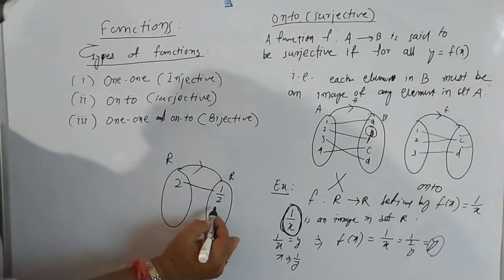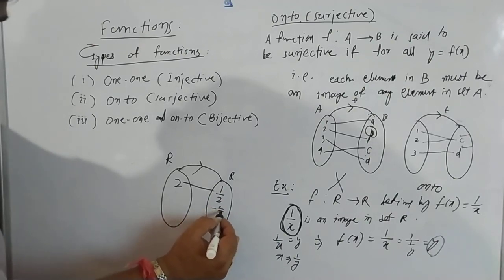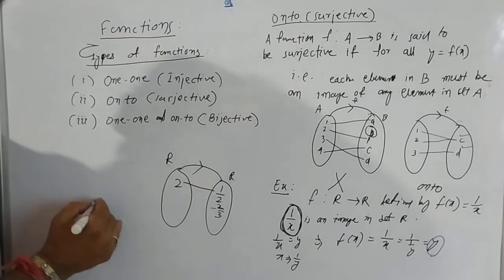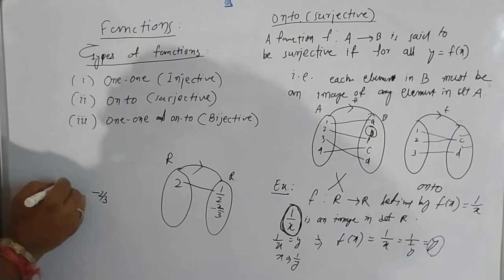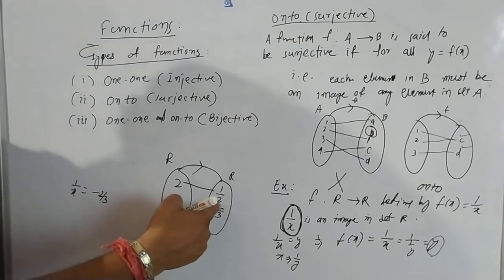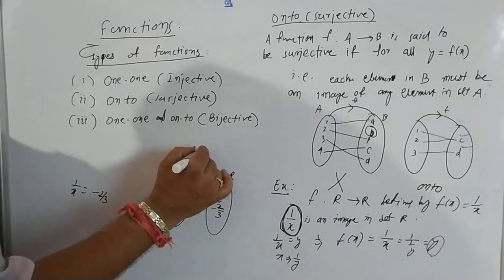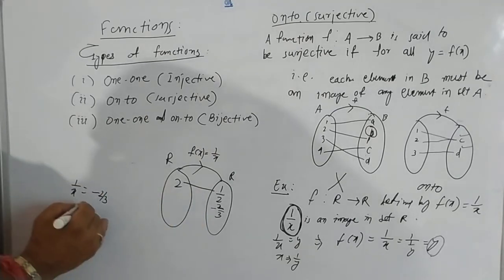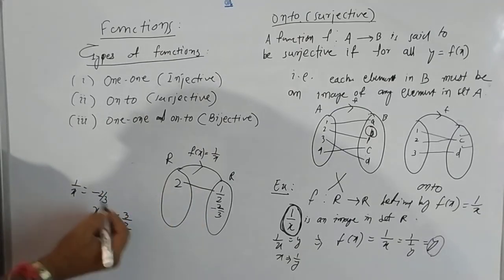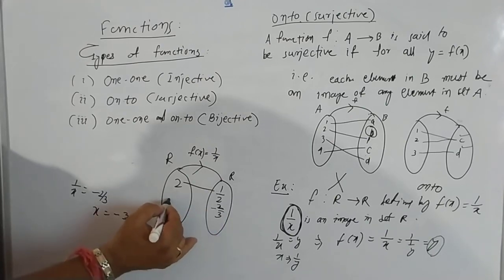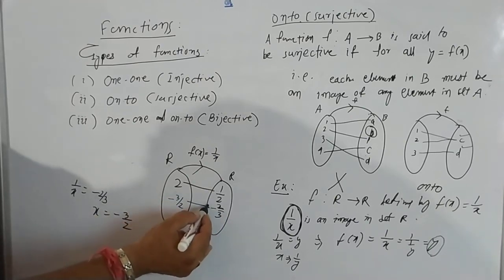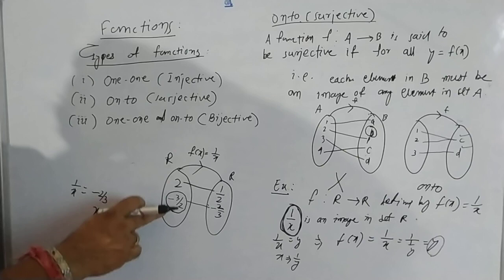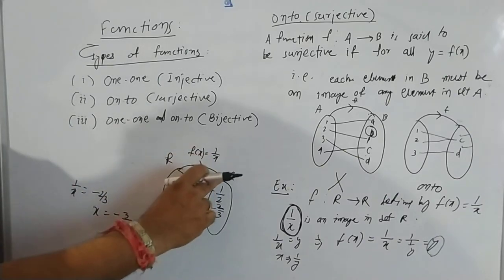If I take minus 2 by 3, f of x is equal to 1 by x, so 1 by x is equal to minus 2 by 3, then x is equal to minus 3 by 2. That means minus 2 by 3 is the image of minus 3 by 2. And here you see minus 3 by 2, whether it is a real number or not. Real number, hence this is onto.